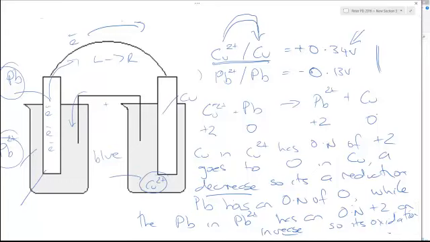Just the same, you should be able to talk about the electrons. Copper 2+ is gaining 2 electrons as it's reduced to form copper, and Pb, as it's getting oxidized, is losing 2 electrons to form Pb2+. And that's the basics of galvanic cells.